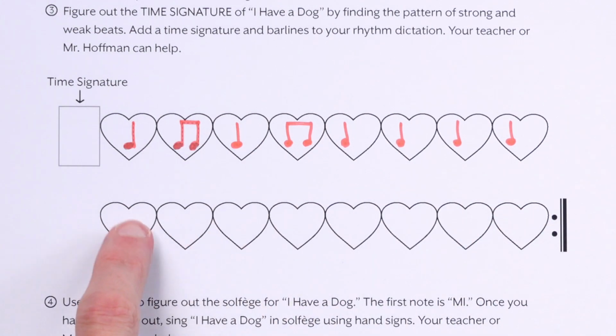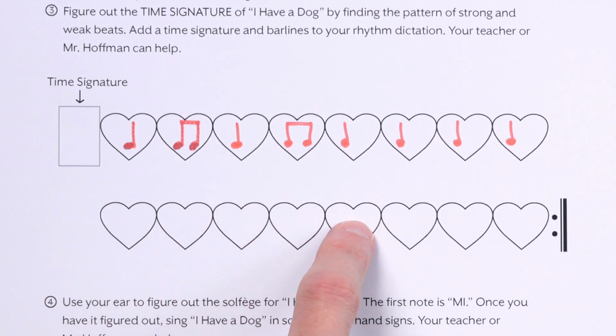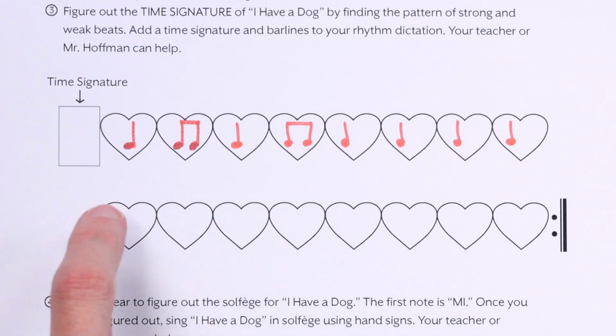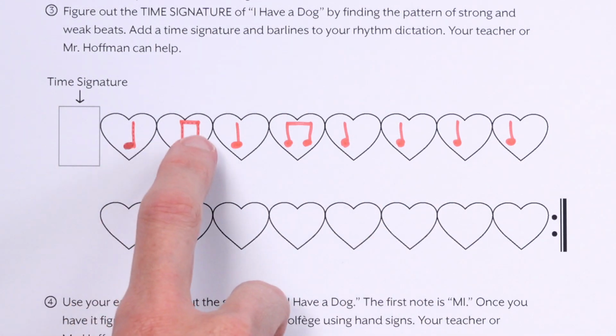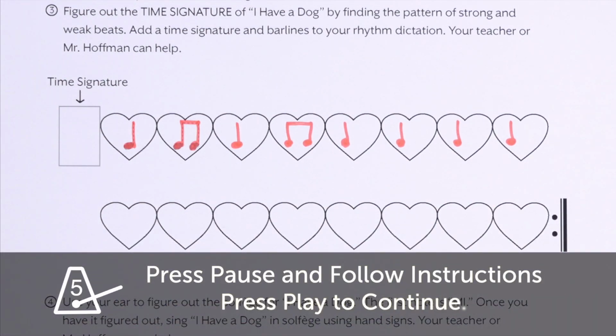Hopefully you're hearing some of these rhythms. This time, point and sing with me. Ready, go. Ba, ba, ba, ba, ba, ba, ba, ba. Now, pause the video and draw in all the quarter notes, eighth notes, and my clue is there's a quarter rest somewhere. Pause the video to draw in the rhythms and then press play and I'll show you the answer.